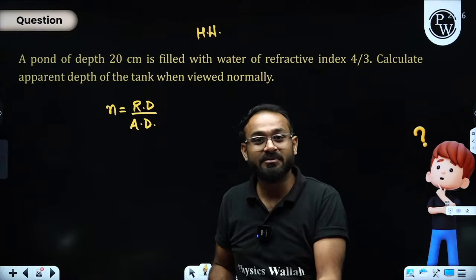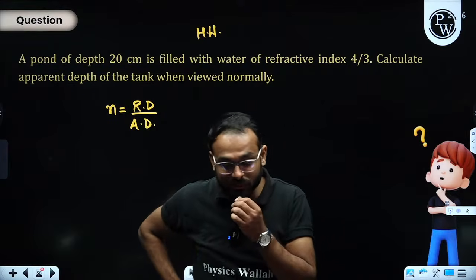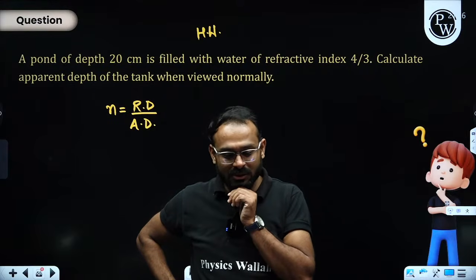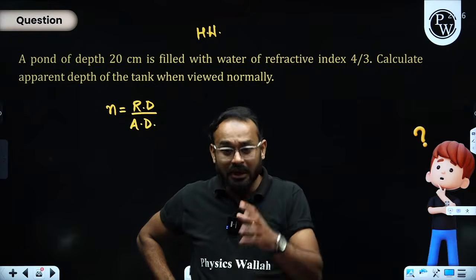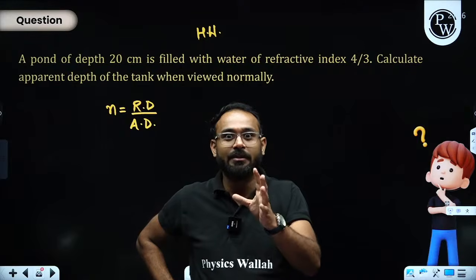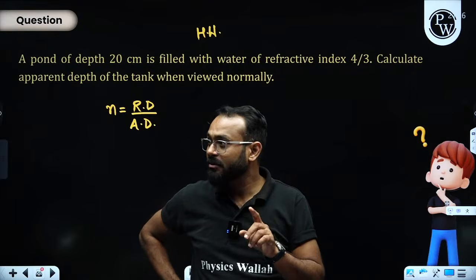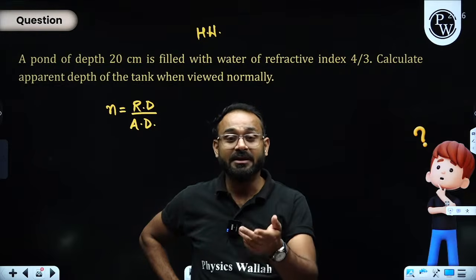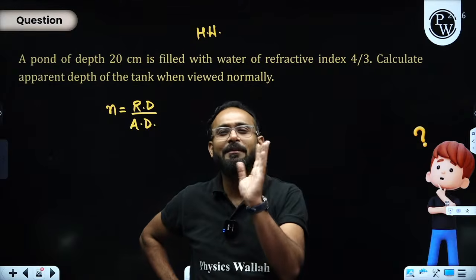Consider the real depth was 10 centimeter. But when you look into the swimming pool, what do you observe? The depth is quite less. I can jump, I can swim. Later while jumping you realize this is quite deep. So the depth that appears to you is called apparent depth.